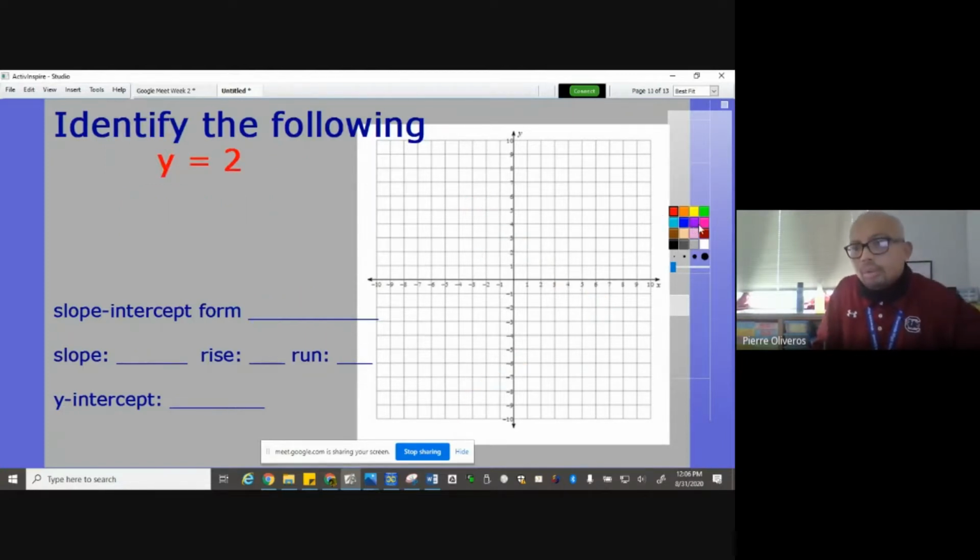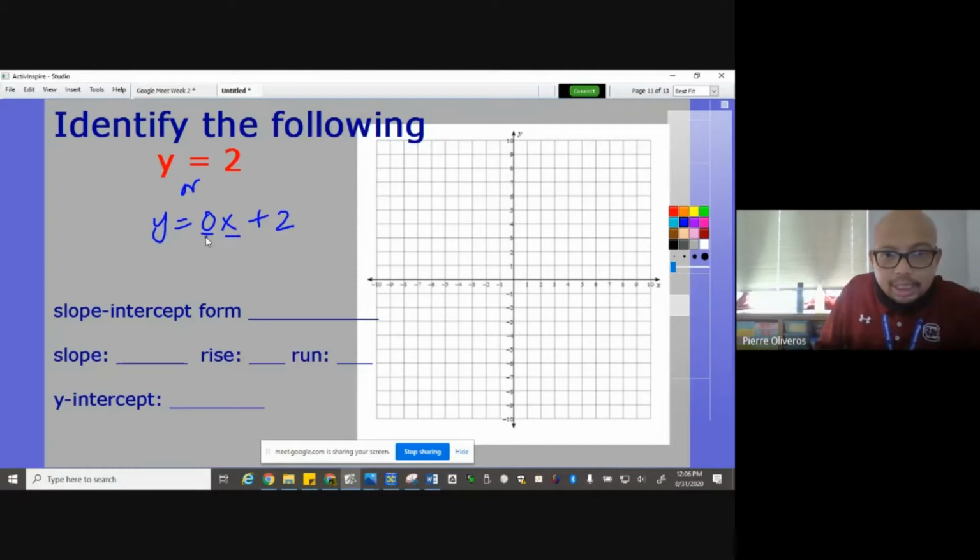Now, what if you only have y equals 2? There's no x here, there's no slope. So this can be written as y is equal to 0x plus 2. Okay, because 0 times x is 0, and 0 plus 2 is just 2. And since that has zero slope, the slope there is zero, we expect a horizontal or vertical line.